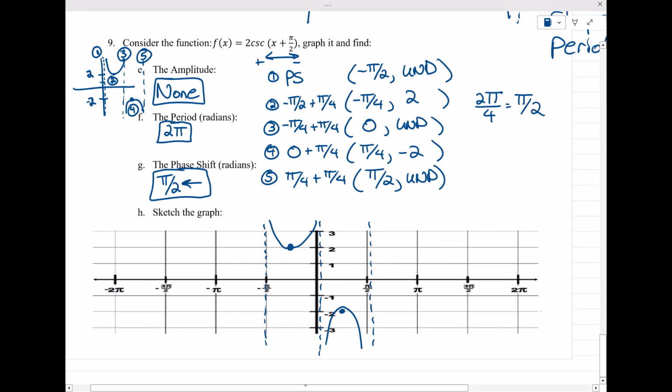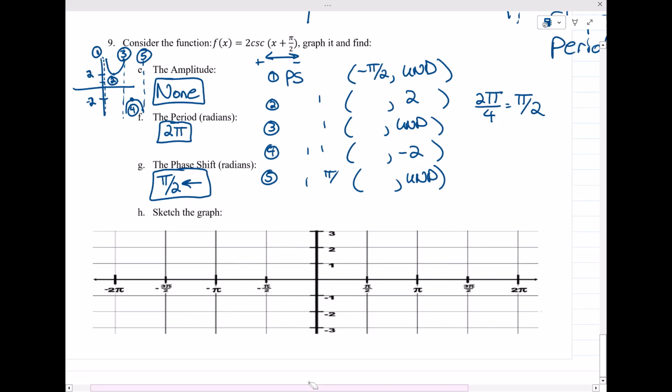2 pi divided by 4 is pi over 2. Yeah, sorry, I messed up. All right, well, let's just make the adjustments then. Thanks, guys, for being alert with this stuff. All right, let's fix this. All right, thank you for catching that.